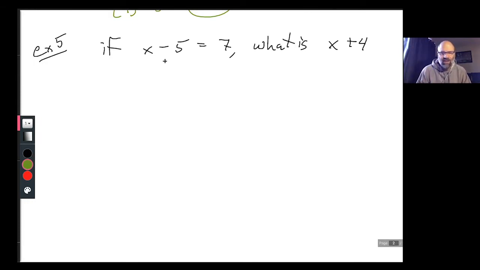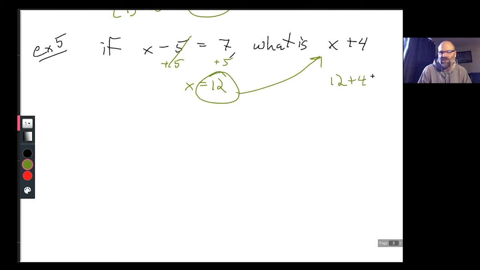Good job. So if I wanted to algebra this out, I'm going to nerd out a little bit. Plus 5, x equals 12. Awesome. Now I'm going to plug that 12 into right there. So 12 plus 4 equals 16. Done and done. Good night. Nice work, guys.